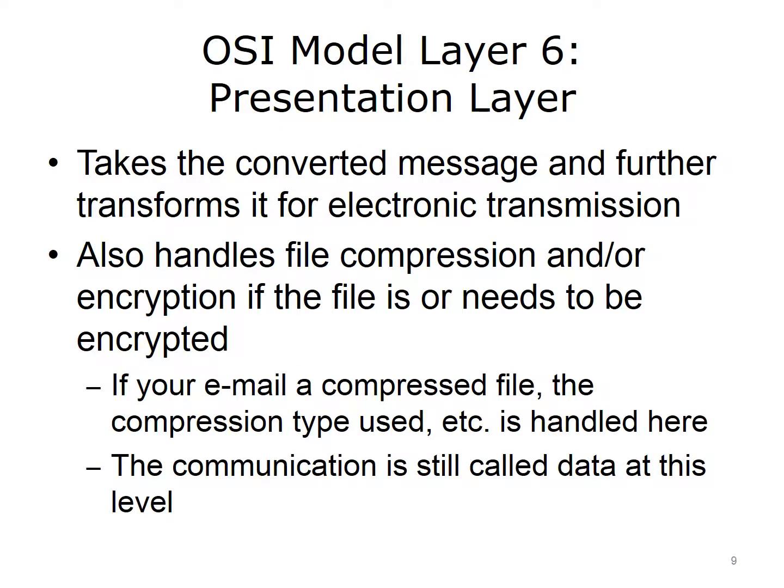OSI Model Layer 6 is the presentation layer. No devices operate at Layer 6 because this is where software works on behalf of hardware, just like Layer 7. At Layer 6, the converted message received from Layer 7 is further transformed for electronic transmission. Layer 6 also handles file compression and encryption when needed. If a user emails a compressed file, the compression type, for example zip, is handled here. Note that the communication is still called data at this level.